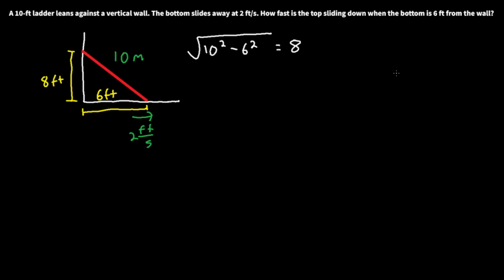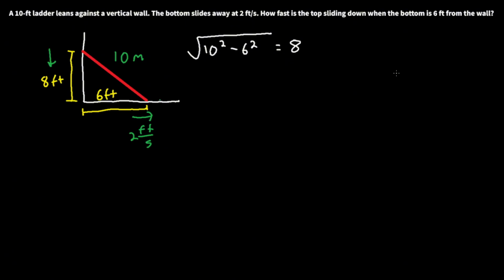Now, what are we trying to solve for? Well, we're trying to solve how fast the top of the ladder is sliding down when the bottom is 6 feet from the wall. So if the ladder is sliding to the right, that means over time it'll probably get slanted like this more and more until it's flat against the floor. This ladder is sliding against this floor right now. We want to find the rate of change of this portion of the ladder against the wall.